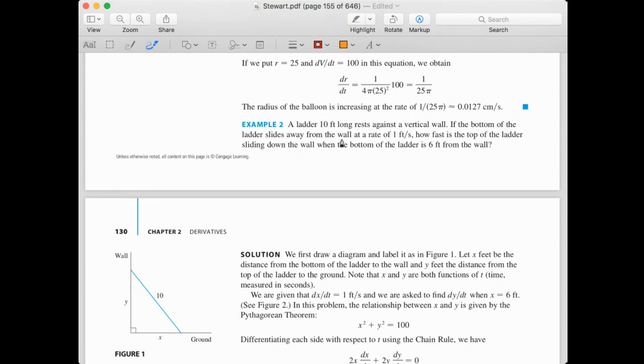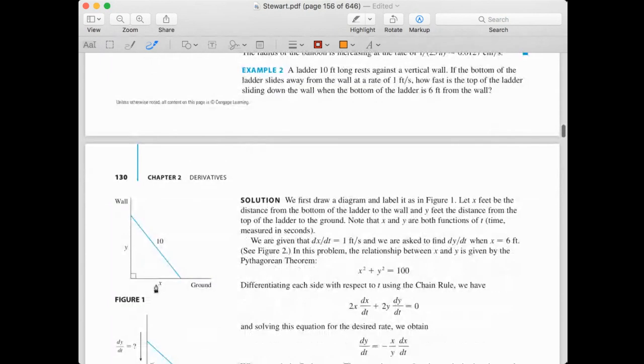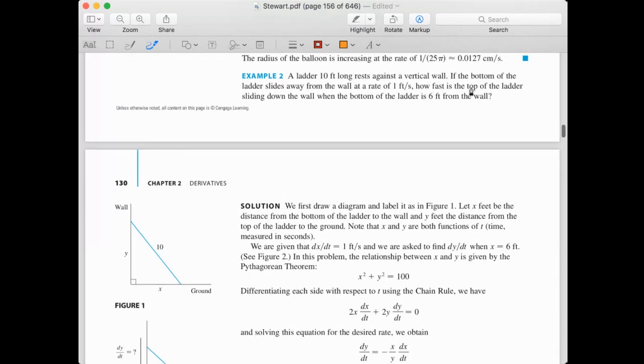Oh no, this is sliding away. Sliding away is the change of x. We use x to represent the base, and y to represent the height, the altitude. That's x prime, the change of x. The question is asking how fast the top of the ladder is sliding down, which is the change of y, the y prime, sliding down the wall when the bottom of the ladder is 6 feet from the wall.